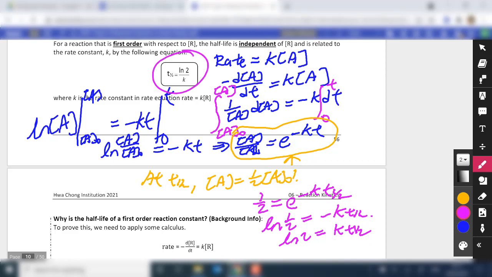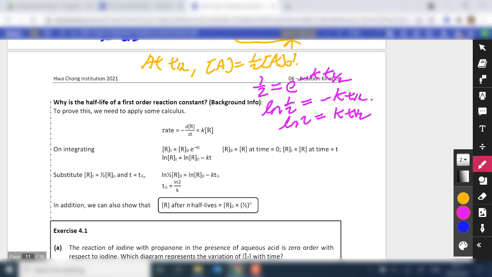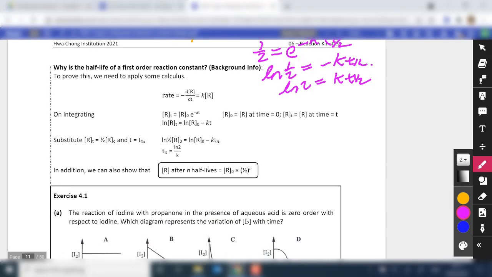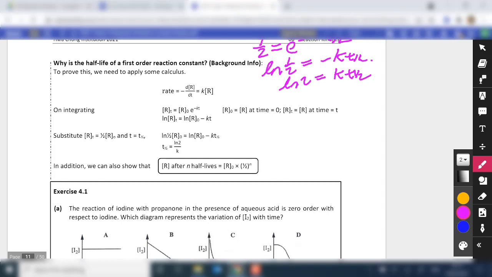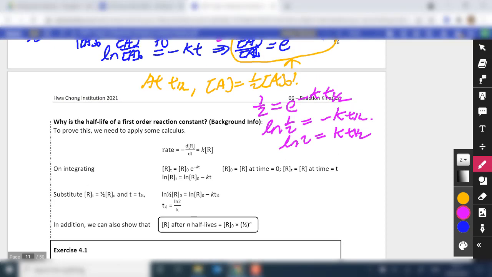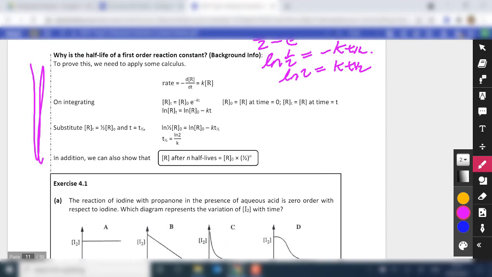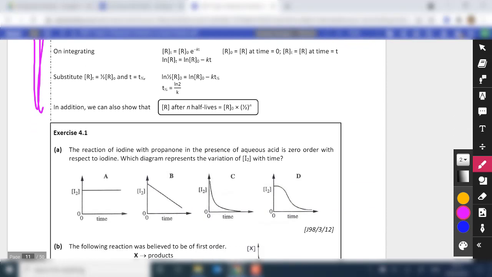So that's how you get this relationship, for those of you who are interested. I think some mathematics background is given here, which you can read about if you are interested. It's essentially what I've gone through, but they did not go into the nitty-gritty. It is a bit shortened, so you might not be able to understand the full picture.